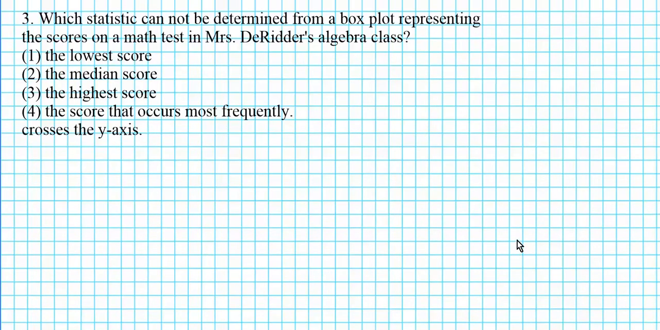All right, let's take a look at question number 3. It says, which statistic cannot be determined from a box plot representing the scores on a math test in Ms. DeRuyter's algebra class? Okay, so what can a box plot not tell us? That's what this question is asking. So not, that's what we're looking for. So in order to answer this question, we're just going to sketch a random box plot and see what it tells us. Okay, so whatever is missing, that's going to be the answer to the question.